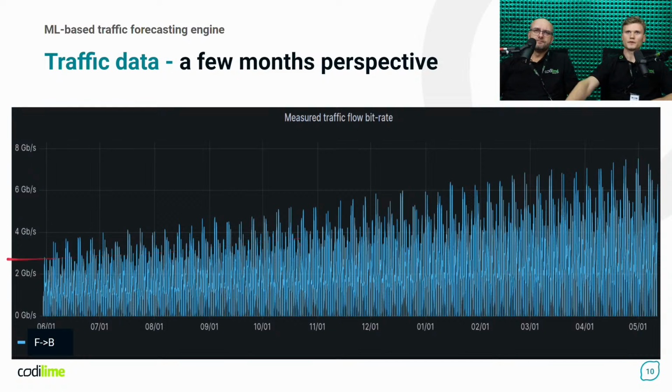Here on this plot we have an exemplary traffic flow bit rate from our database, over a few months. What you can clearly see here is a strong increasing trend, which represents the long-term behavior of such a traffic flow. And this is very important in terms of detecting future overloads.